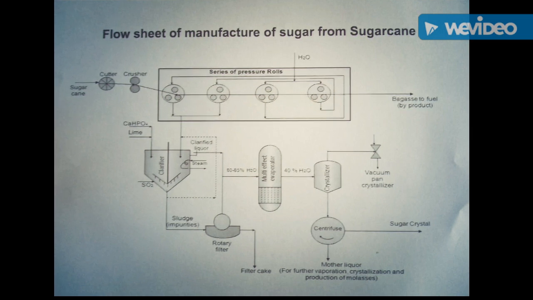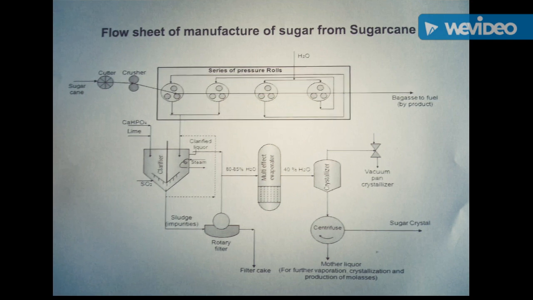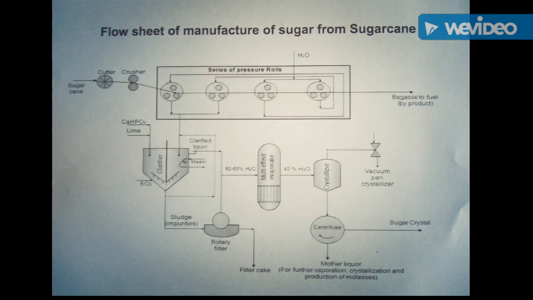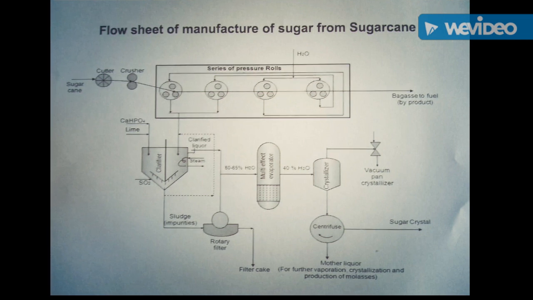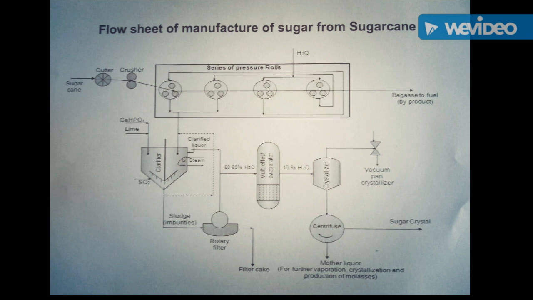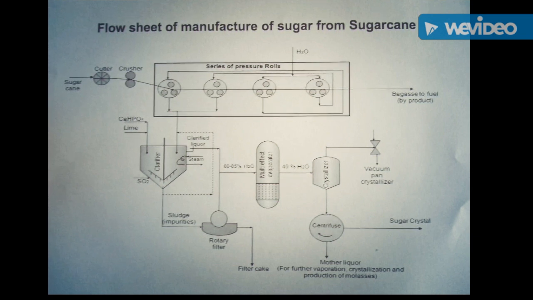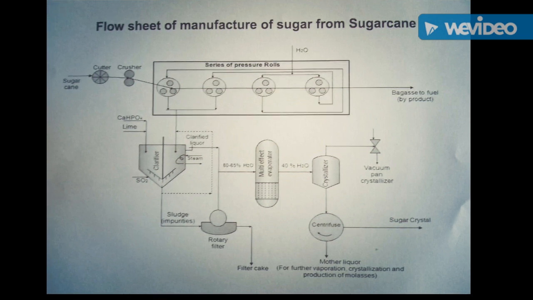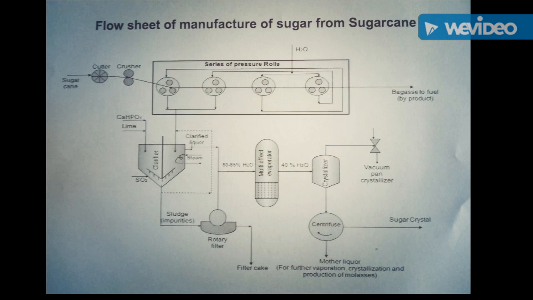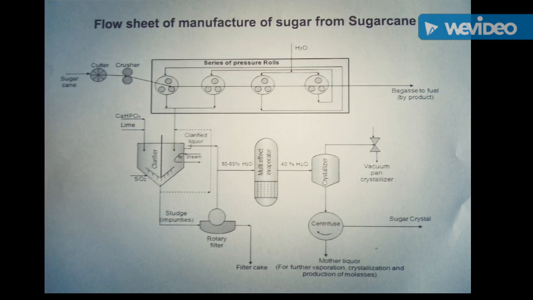Here, juice is then heated in large tanks and impurities floating on the surface are removed by paddle. Here we are adding carbon dioxide gas in the solution to remove excess lime, and this process is known as carbonation. Sulfur dioxide gas is also passed into the solution at this stage to remove any traces of lime. This process is known as sulfitation.